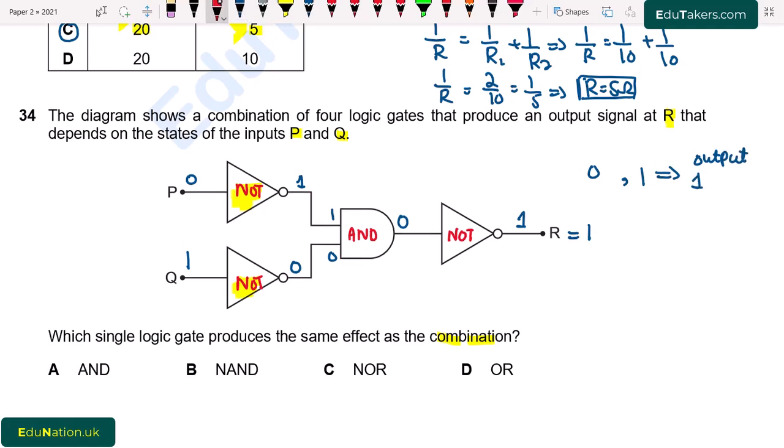Now I change to another combination, which is 1 and 1. When P is 1 and Q is also 1, when I apply the NOT gate over it, it becomes 0 and 0. So 0 and 0 are the inputs of the AND gate. So the output will be 0. This 0 changes into 1 when there is the NOT gate. It means that this gives output 1. So this is basically the OR gate. In the OR gate, when any one of the inputs is high, the output will be high. So here I circle option D, which is the OR gate.